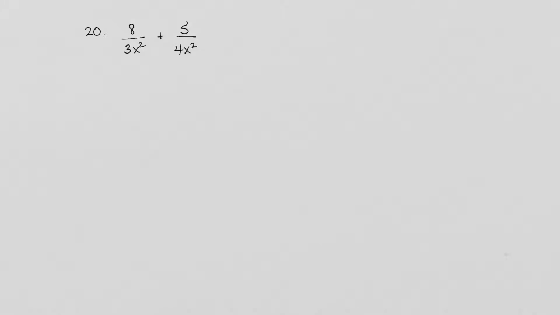All right, so we are going to add these two fractions together. And the first thing we do when adding fractions is we factor the denominators completely. In this case, our denominators can't be factored. They're both monomials. There's nothing to factor there. And so what we're going to do now is identify a common denominator.